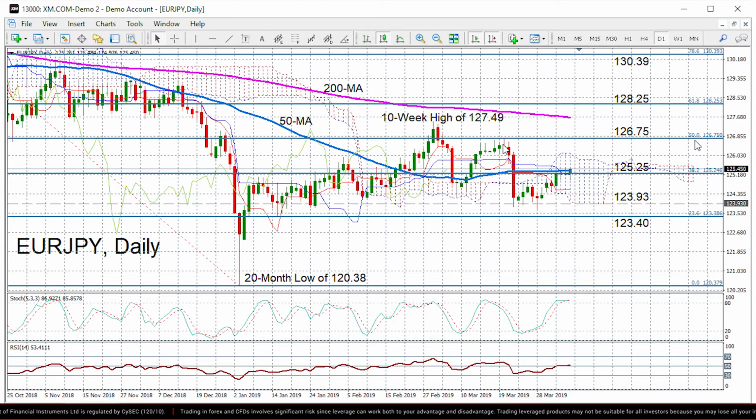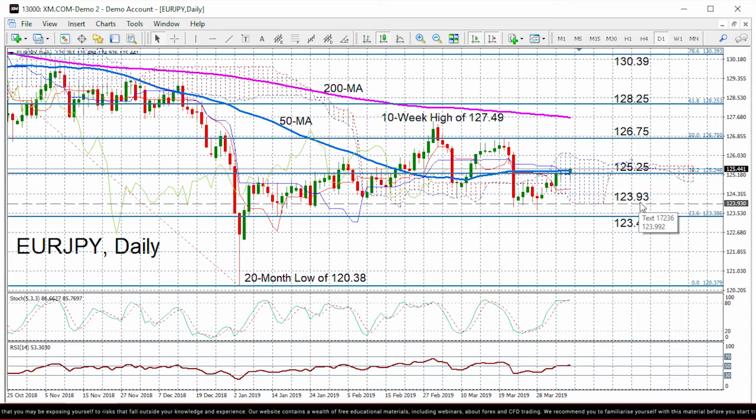It is the 50% Fibonacci, and breaking above the 50% Fibonacci would be able to put the pair on track for a more convincing upside break, and the next target will then be the 10-week high of 127.49. To the downside though, we do have an important support level.